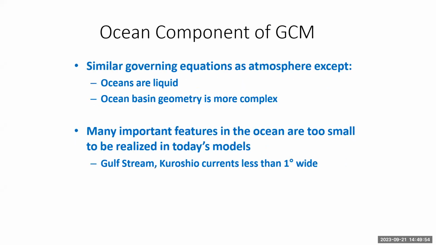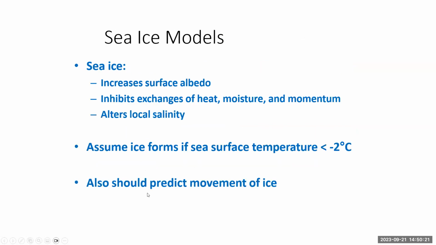Then the ocean component. It has similar governing equations as the atmosphere, except oceans are liquid. Ocean basin geometry is more complex. And many important features in the ocean are too small to be resolved in today's models, for example the Gulf Stream or shear currents less than 1 degree wide. But these are factored here.